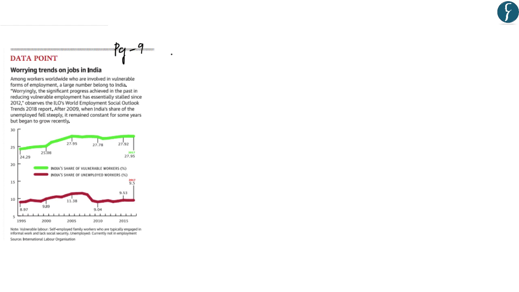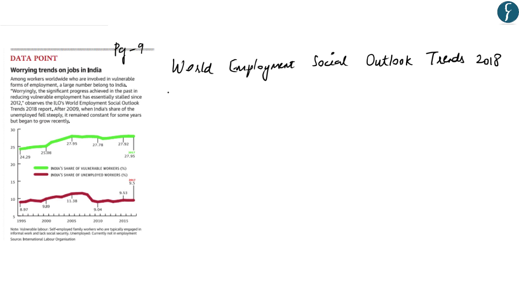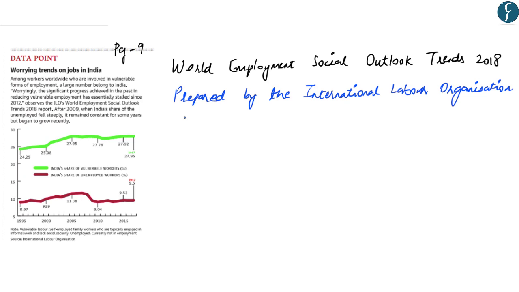Next, we will discuss this data point that appears on page 9, and it reads, Worrying Trends on Jobs in India. Now, this data point basically discusses the findings of the World Employment Social Outlook Trends 2018 report, and this report is prepared by the International Labour Organization, and this report has said that in the years to come, the number of workers in vulnerable forms of employment is going to increase in India.